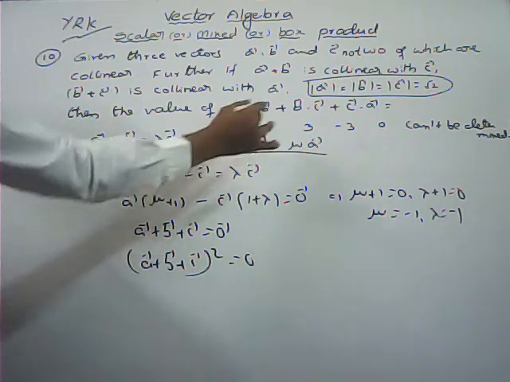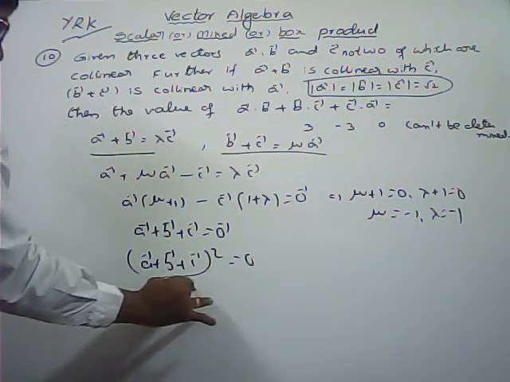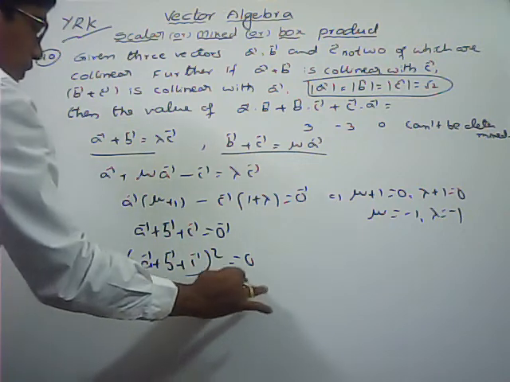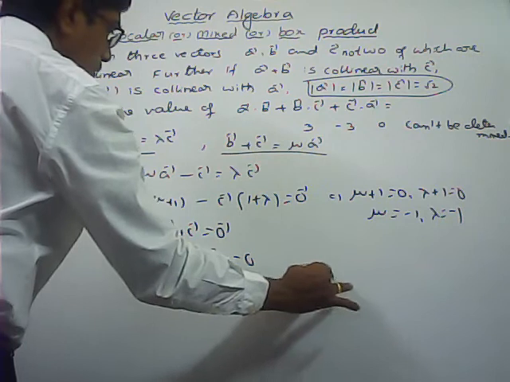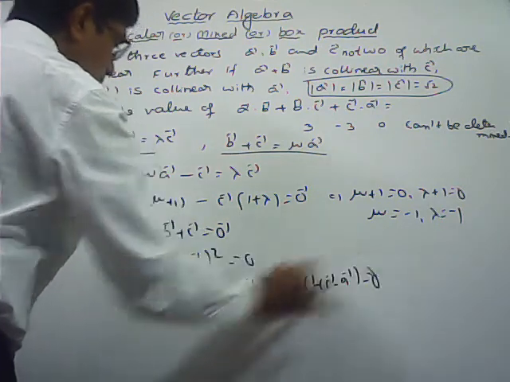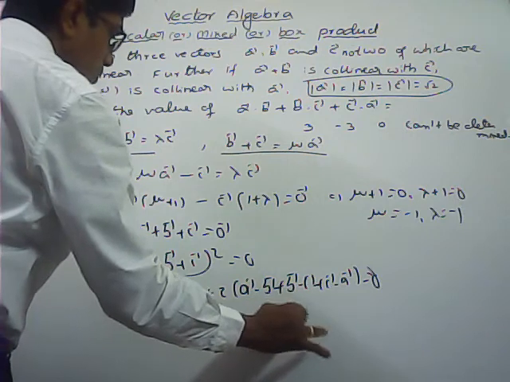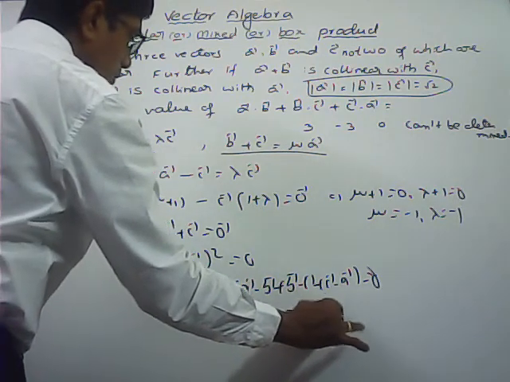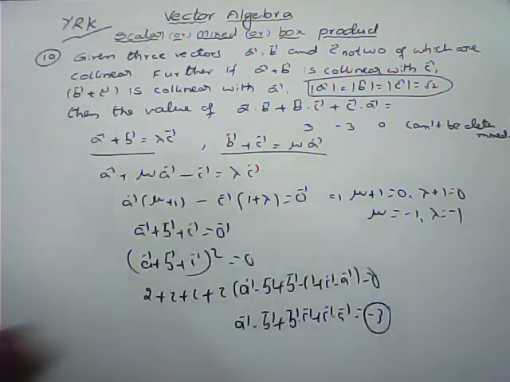Modulus of a bar square. Modulus of a bar square, that is 2 plus 2 plus 2 plus 2 into a bar dot b bar plus b bar dot c bar plus c bar dot a bar, that is equal to 0. So here we can add a bar dot b bar plus b bar dot c bar plus c bar dot a bar, that is equal to minus 6 by 2, that is minus 3.